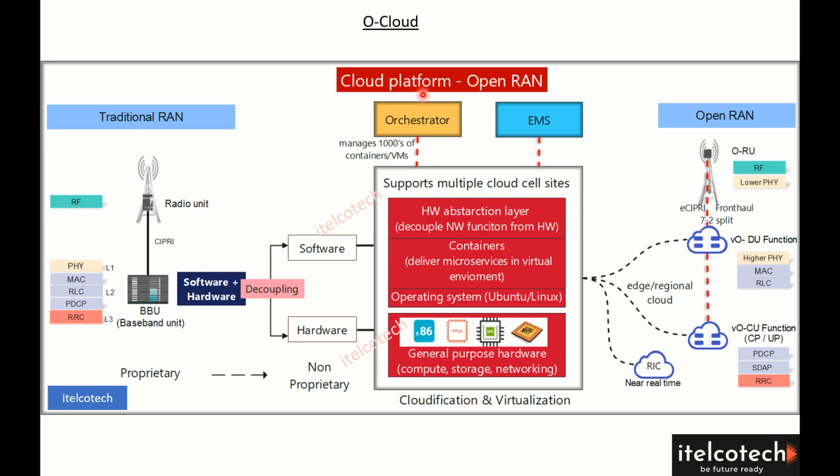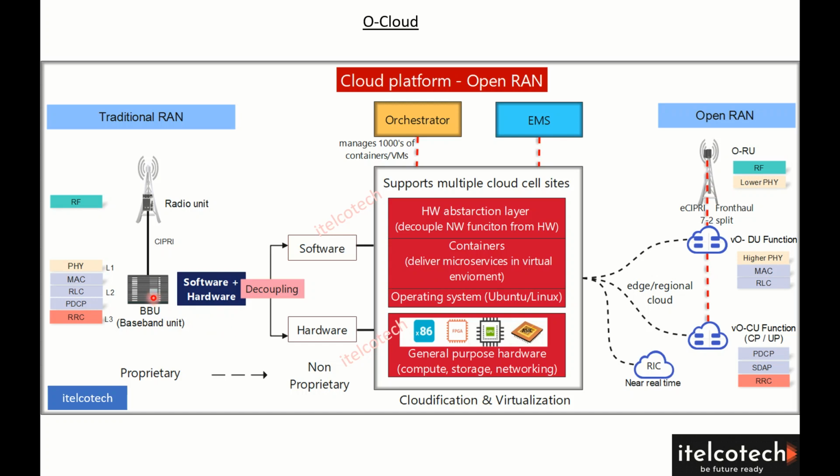Here, we'll go through how the cloud platform looks in the open radio access network. On the left side, we are considering the traditional RAN, a traditional 4G radio access network, where we have a black box, which is a baseband unit, connected through the old conventional fronthaul, which is CPRI, to the radio unit. Here, all the different functionalities related to the protocol layer are taken care of by the single unit of a baseband.